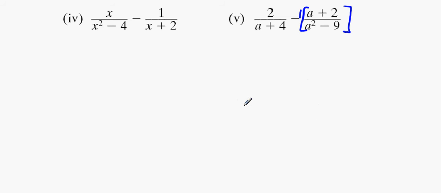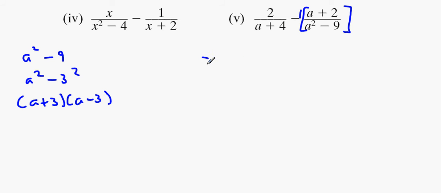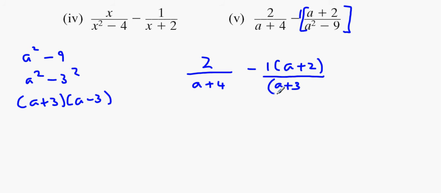Now, what we're going to notice here is that we're going to have the difference of squares, a squared minus 9, and that's the difference of a squared minus 3 squared, which is going to be a plus 3, a minus 3. Okay, so we're going to have 2 into a plus 4 minus 1 times a plus 2 all over a plus 3 bracket a minus 3.